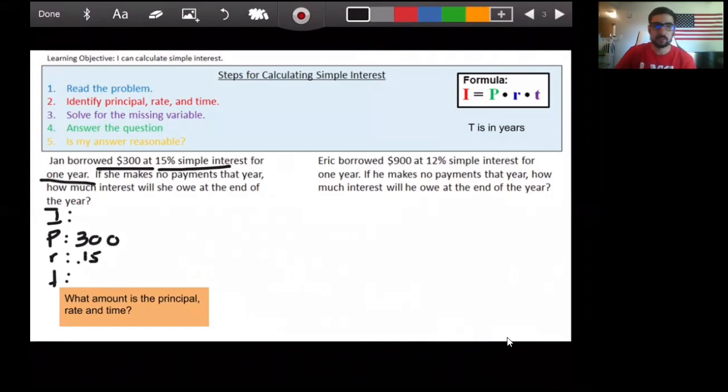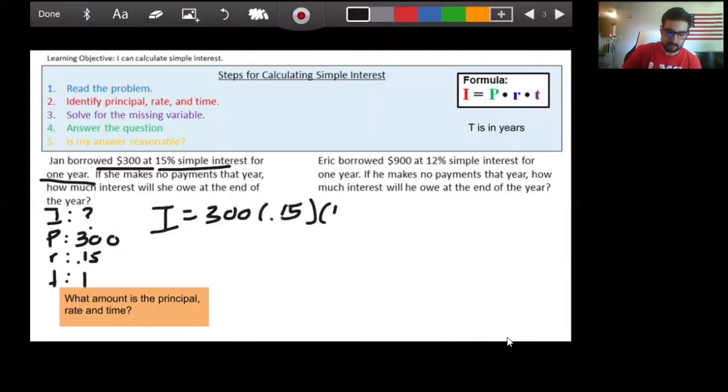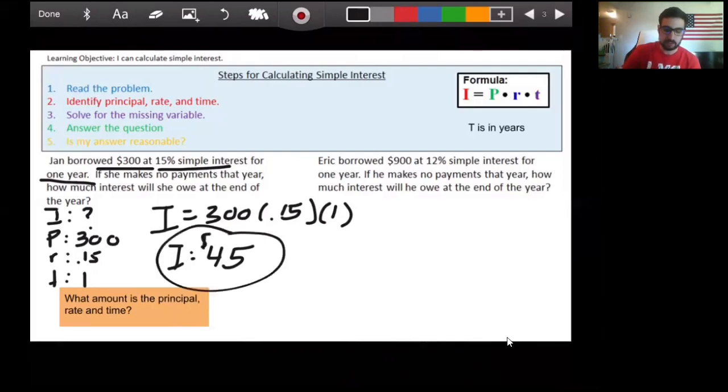And we know our time now is 1 year. This is being done over the course of a year. Interest, we still don't know. If she makes no payments that year, how much interest will she owe at the end of the year? We're going to use our formula. I, which we don't know, is equal to P times R times T. So I'm plugging in my principal, my rate, and my time, and I will go multiply these out. I'll do 300 times 0.15 times 1, and I get 45. So I is equal to 45. So if we can put this in perspective a little bit, she will owe $45 in interest. I'm just going to add that dollar sign there so we know our answer.